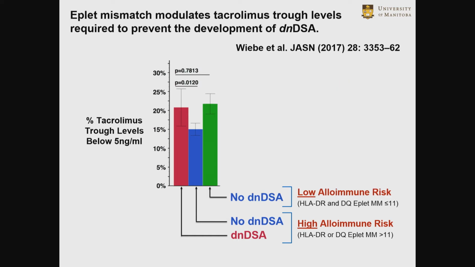But what was more interesting is if we looked at the patients who were defined a priori with low alloimmune risk, meaning their eplet mismatch was in the low risk category, you can see that they actually could tolerate the exact same frequency or maybe even higher frequency of tacrolimus levels that were below target, but without ever developing the immunologic event. So it wasn't actually the immunosuppression that was protecting them. It appears to be their better mismatch that was protecting them.